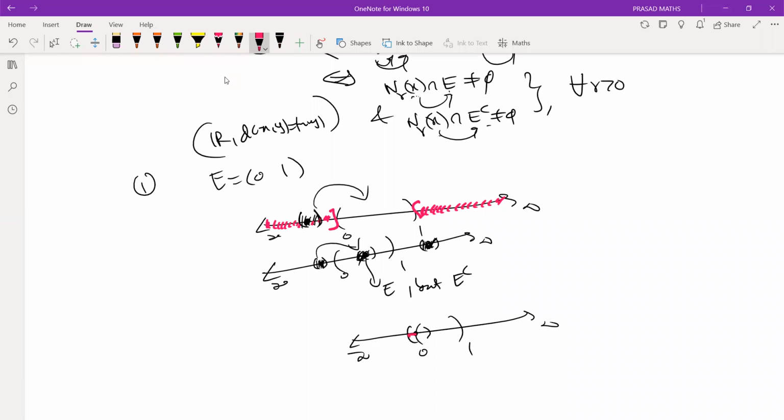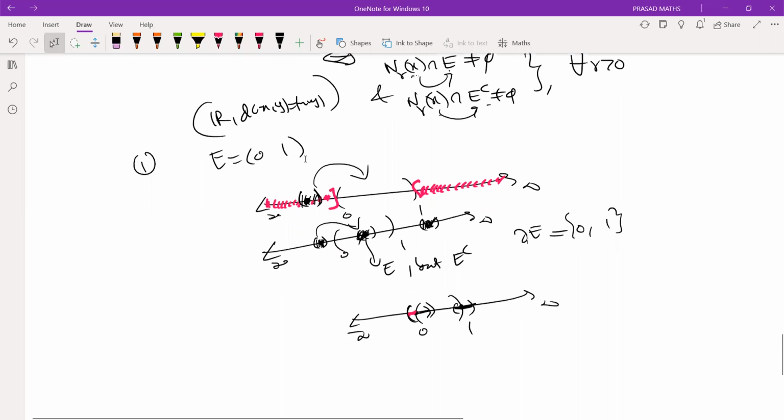This red region is the complement and the black region is the set. So any neighborhood that you take intersects the left region as well as the right region. The left region is the complement, the right region is the set itself. Therefore, 0 is a boundary point. Similarly, at 1, any neighborhood you take intersects the complement on the right and also the set itself on the left. Therefore, 0 and 1 are the only boundary points. Is it clear?